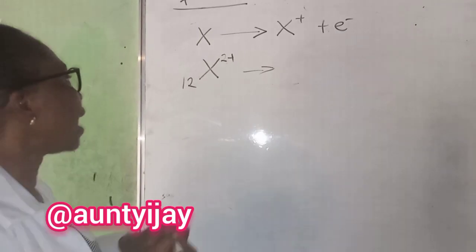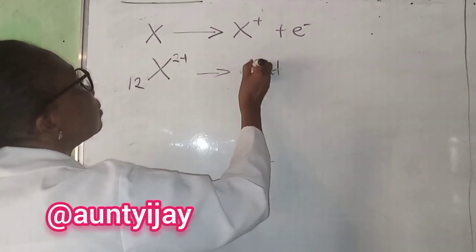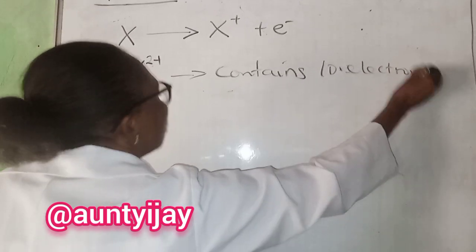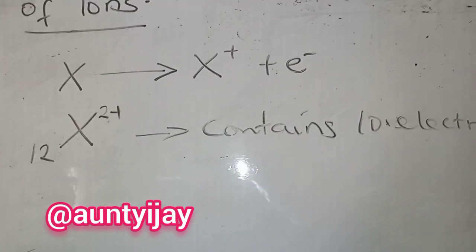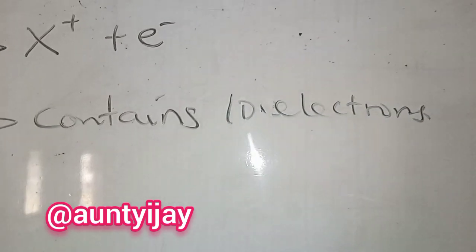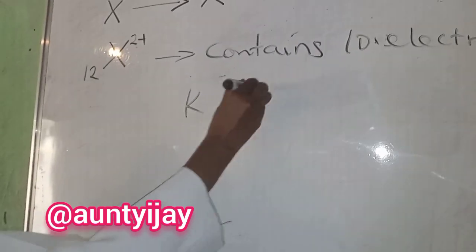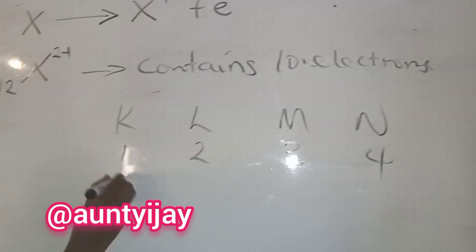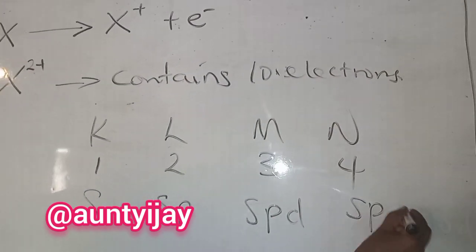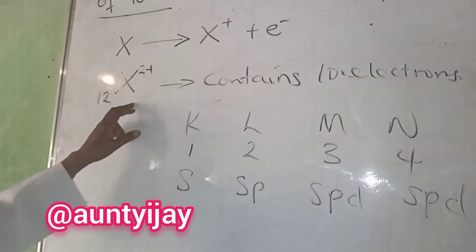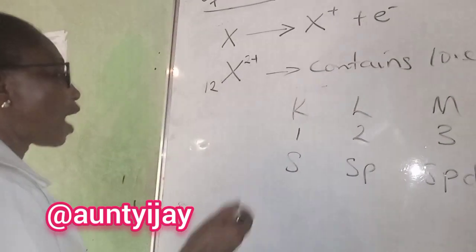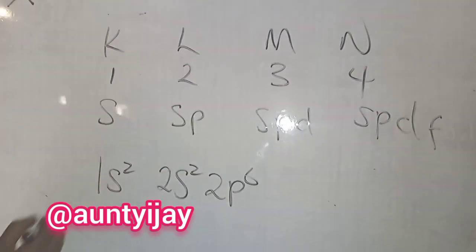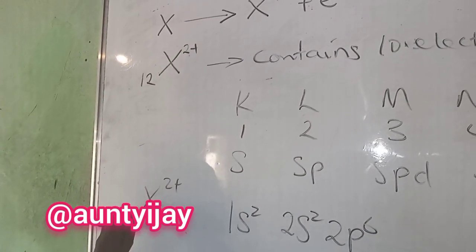So here X contains 10 electrons. If we are to write the electronic configuration of X, going with the quantum numbers K, L, M, N, which are 1, 2, 3, 4, and s, sp, spd, spdf, representing 10 electrons, what we have is 1s2, 2 electrons, 2s2, making it 4, 2p6, and that ends the electronic configuration of X2+ with atomic number 12.